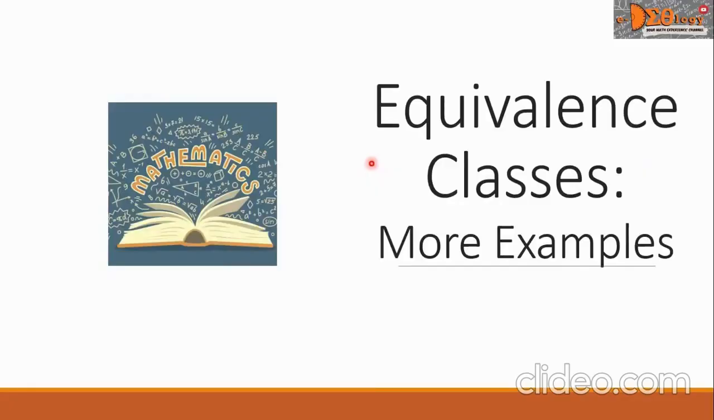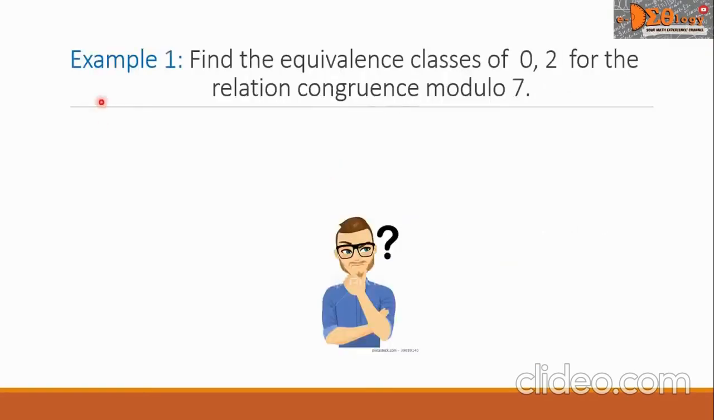Today, we're going to study more examples about equivalence classes. Let's see this example 1. Find the equivalence classes of 0 and 2 for the relation congruence modulo 7.